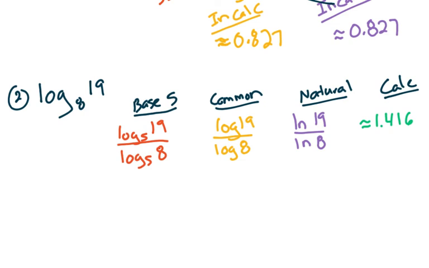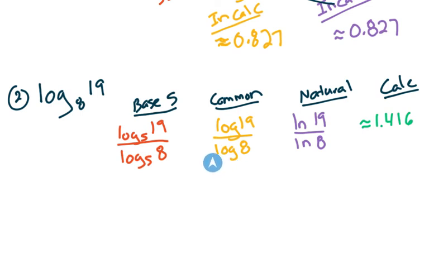All right, so these are your answers. If we rewrite our log base 8 of 19 with base 5, this would be log base 5 of 19 divided by log base 5 of 8. This doesn't really tell us too much. We could just rewrite it as this.